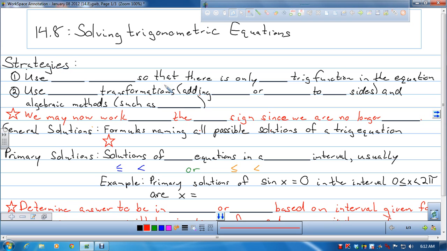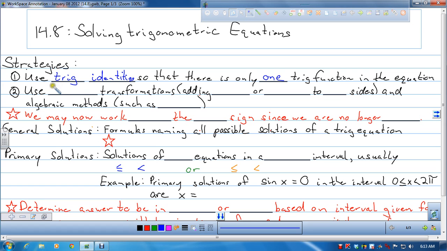Today, Trig students, we're going to solve some trigonometric equations. So we're going to be applying today some of our trig identities, so some strategies to solve these trig equations. We're going to be using our trig identities so that there is only one trig function in the equation. So that's one strategy that will allow us to solve these.